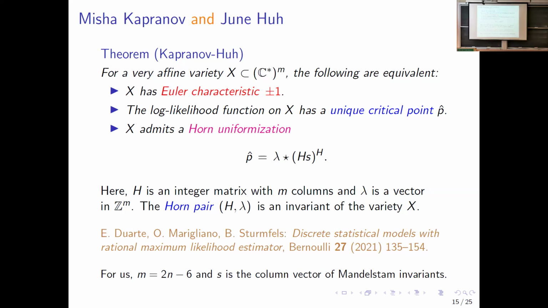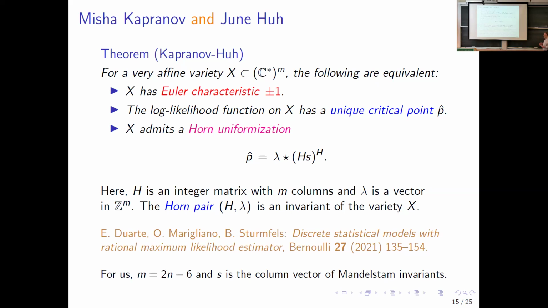So now let X be any very affine variety. So a very affine variety is a closed subvariety of an algebraic torus. So I take a complex algebraic torus, and then a closed subvariety, this is the zero set of a system of Laurent polynomial equations. Okay? Now for any such variety X, the following three conditions are equivalent. First condition, X has signed Euler characteristic 1. Right? So the Euler characteristic of this, so it's a complex manifold, it's a real manifold with twice the dimension, and the first condition is Euler characteristic is either +1 or -1.